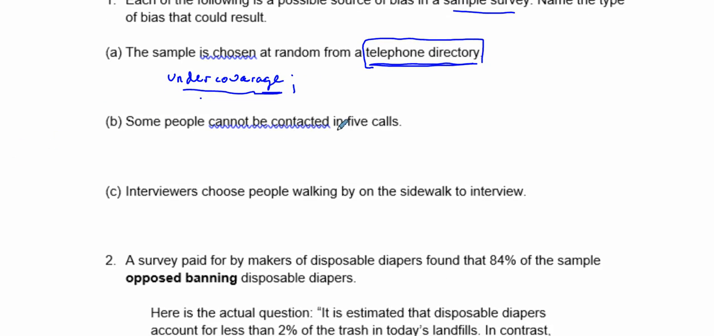Some people cannot be contacted in 5 calls. That would be non-response bias, okay? Because they cannot be contacted, they have not responded. So that would be a non-response bias because we can't get their information.